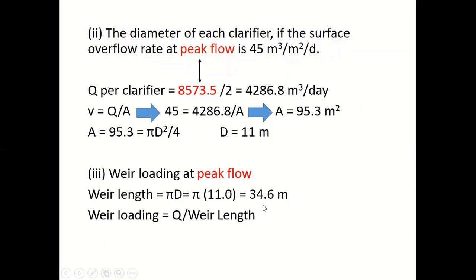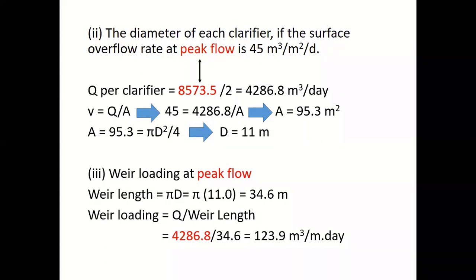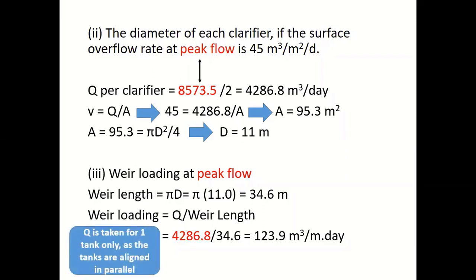The weir loading equals Q over weir length. So the weir loading can be calculated simply from the Q for each clarifier over the weir length for each clarifier. So it is 123.9 meter cubic per meter day. Okay, so this Q, as you can see, is taken for one tank only, okay, as the tanks are aligned in parallel, as we said just now. So the weir loading here is taken for one tank only.